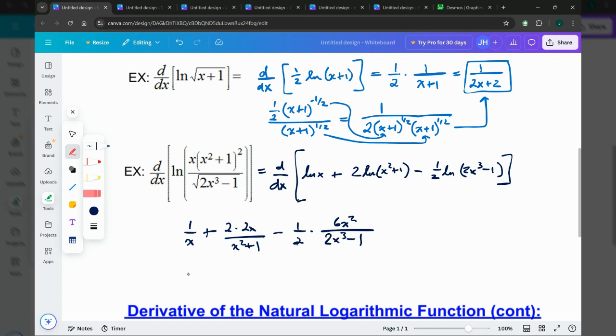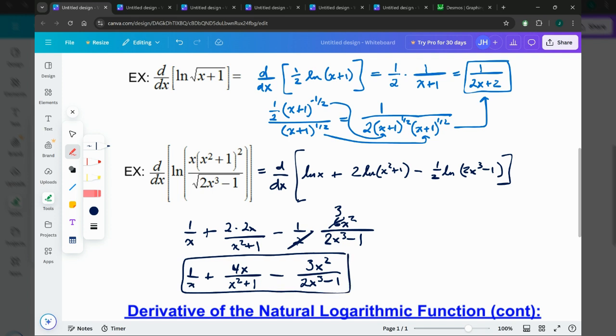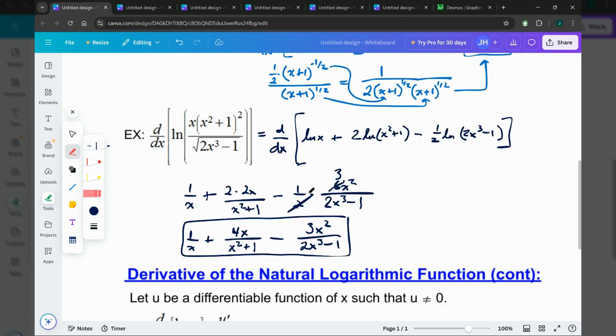If we do some simplifying here, I'd get 1 over x plus 4x over x squared plus 1. And over here, the 2 would cancel the 6 and give me a 3. So it'd be minus 3x squared over 2x cubed minus 1. And it seems like that was a much simpler way to do that derivative. Expand your logarithms first. It's going to make your derivatives a lot easier.